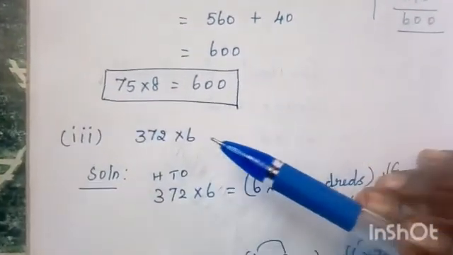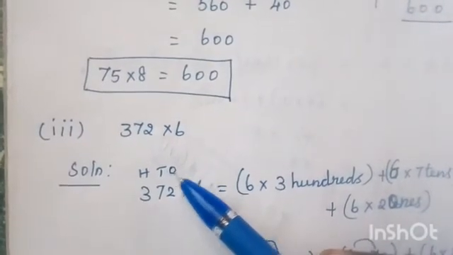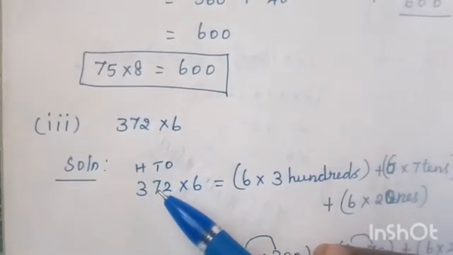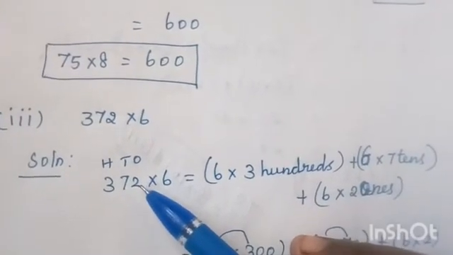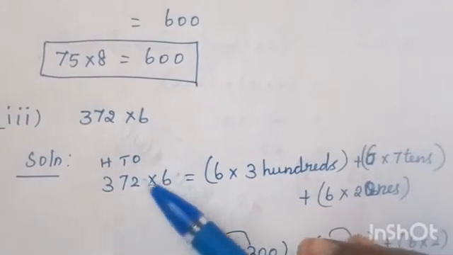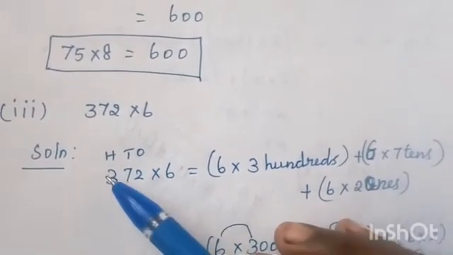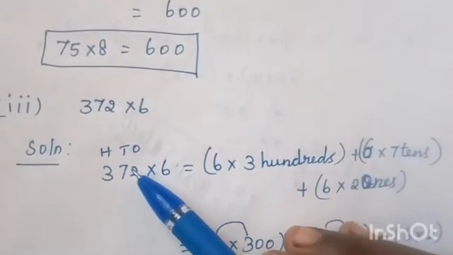Next, the third sum, 372 into 6. First denote the place values: ones, tens, hundreds. How many hundreds are there? 3 hundreds. How many tens? 7 tens. How many ones? 2 ones. First we have to write it in expanded form. So 6 into 3 hundreds, 6 into 7 tens, 6 into 2 ones.